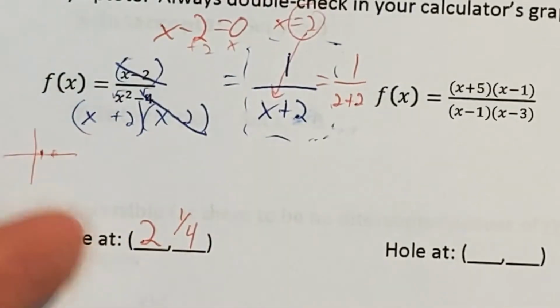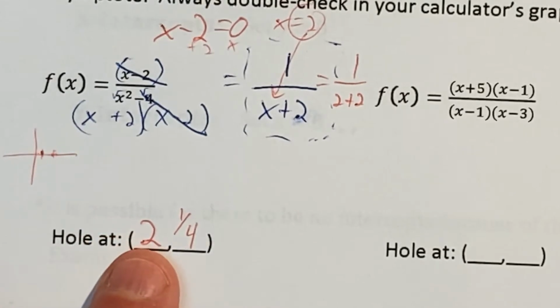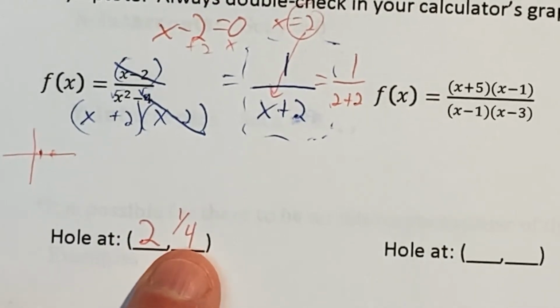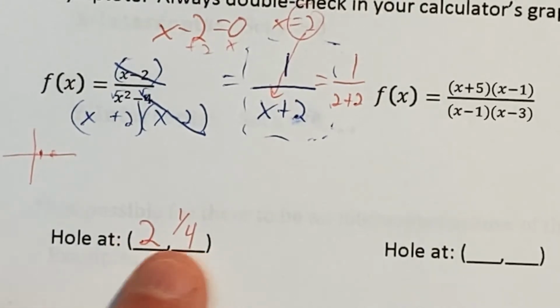Once again, you can check in a calculator or graphing utility, and if you go to where x is 2, you should see undefined. Because remember, holes don't exist. It's where something doesn't. So on a calculator, if you go to 2, it should not say 1/4. It should say error or not defined, something like that, because it's not supposed to exist at 2.